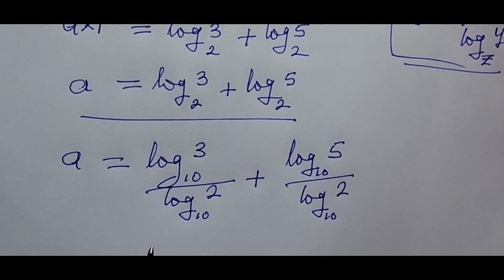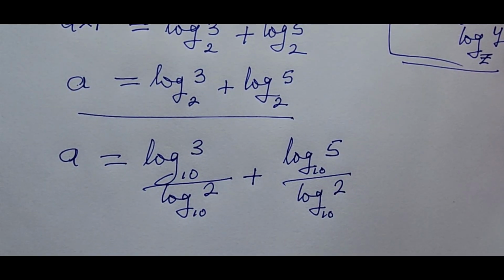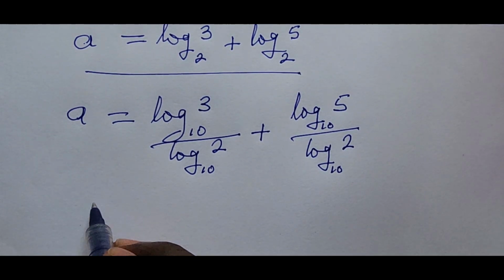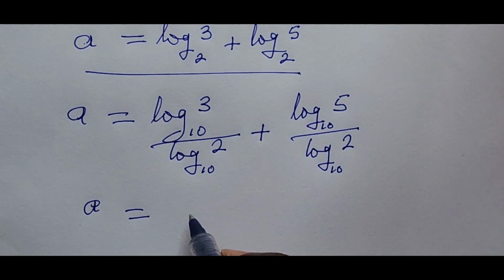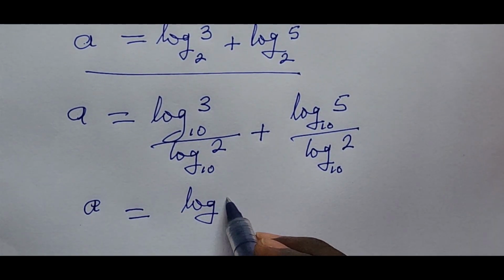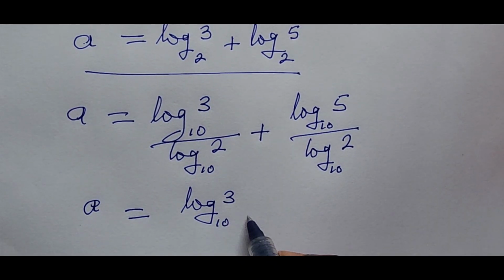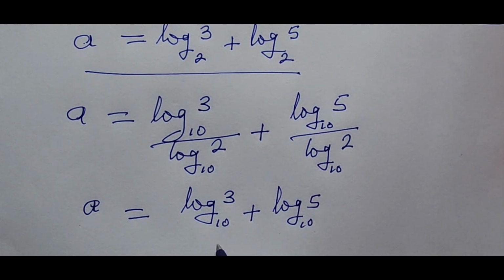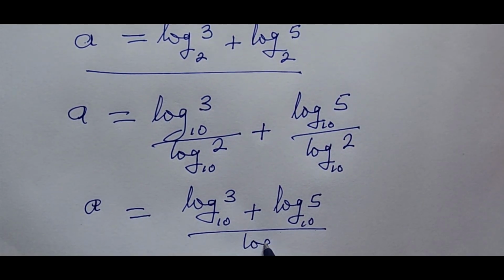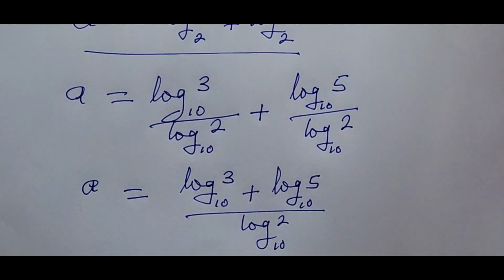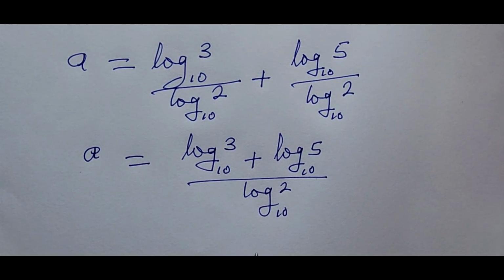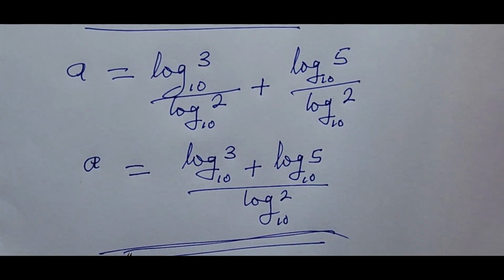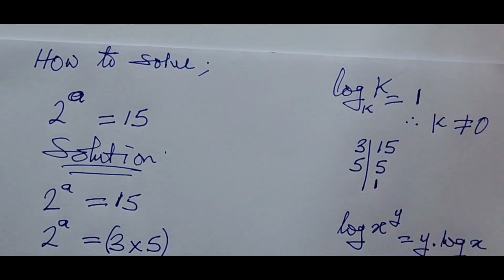Okay, now if you check, this and this are common. And since they are common, we can rewrite this to give us a is equal to log 3 base 10 plus log 5 base 10 all over log 2 base 10. So this is another format of rewriting the answer which we got from our question here.